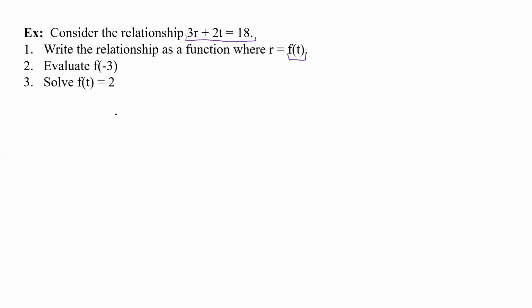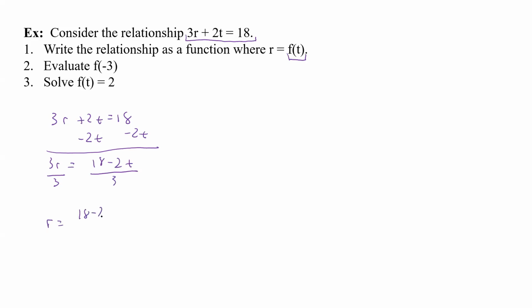All right, so let's first solve for r. So we have 3r plus 2t equals 18. Well, if I want r over here, I've got to get rid of the 2t. So that gives me 3r equals 18 minus 2t. Now to solve for r, I have to divide by 3. And so r is equal to 18 minus 2t all over 3. Okay, now that's r, but now it says replace r with f of t, so that means f of t is equal to 18 minus 2t all over 3.